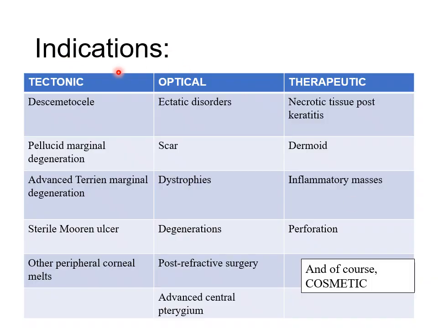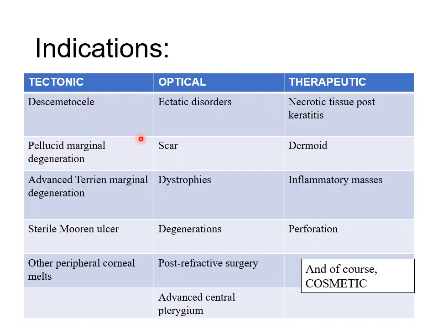Indications, just like PK, there are tectonic, optical, and therapeutic indications. Tectonic means something that is for structural support. So you understand descemetocele, PMD, advanced terrien, sterile Mooren ulcer, and peripheral corneal melts, where the structural integrity of the cornea is compromised, constitute tectonic indications.